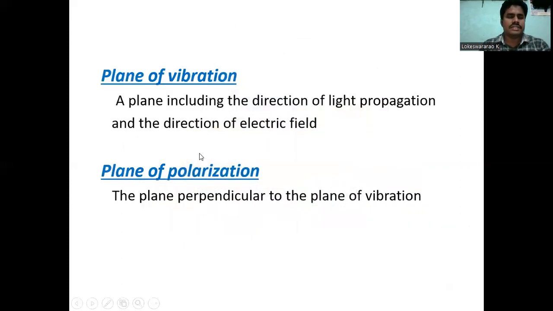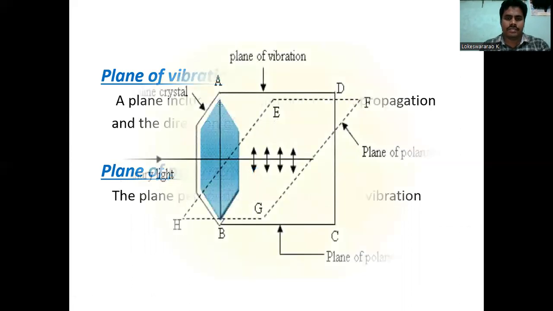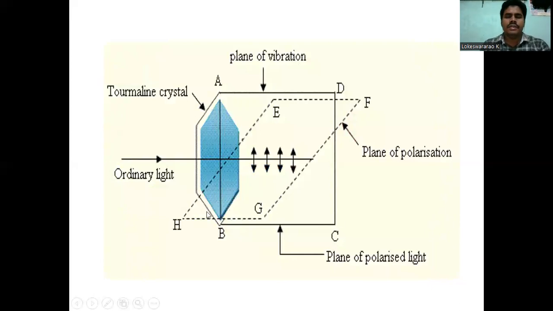These are a few definitions in polarization: plane of vibration and plane of polarization. These planes are easily understood by using a plane diagram. This is the plane diagram. Here this violet color region indicates the polarized glass. Here we consider a polarizer made up of tourmaline crystal. This tourmaline crystal is illuminated by ordinary light, then it is converted into one-dimensional vibrations. Here we can see these are the one-dimensional vibrations.